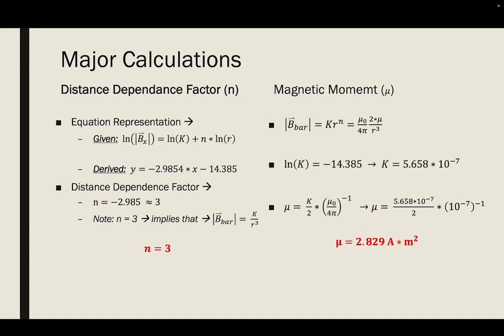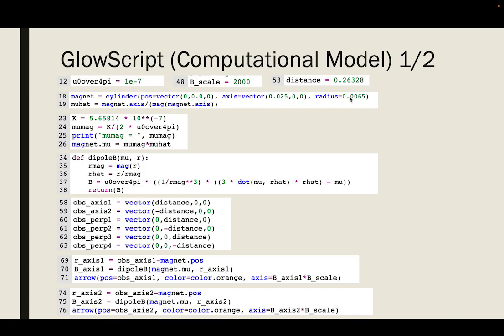To calculate distance dependence factor n, we simply use the slope of the equation we derived in Excel, which we obtained to be approximately 3 as expected, because this implies that the magnetic field of the bar magnet is inversely proportional to the cubic distance. On the right side, we calculate magnetic moment mu. We set the Biot-Savart law equation equal to the distance dependence equation, where we obtain k by solving e to the power of negative 14.385. And finally solve for the magnetic moment to obtain 2.829 amps times meters squared.